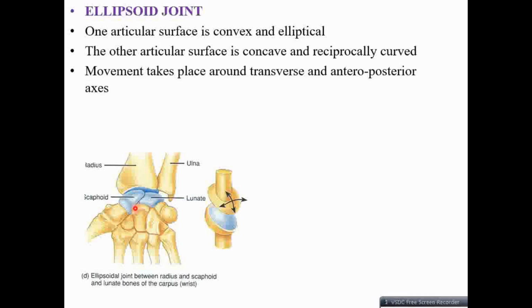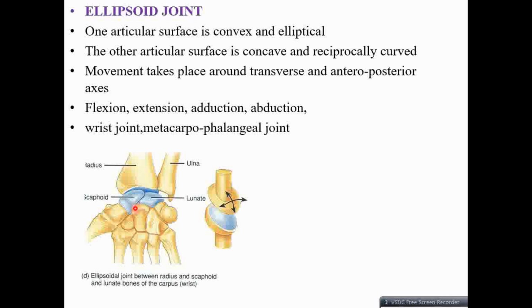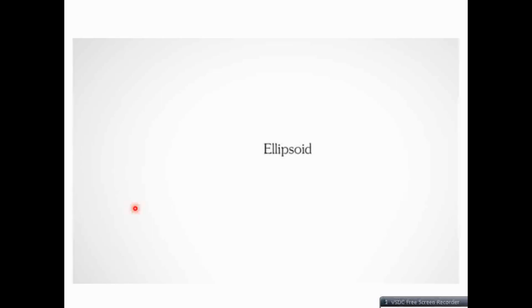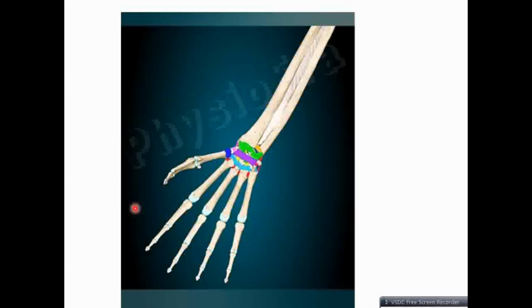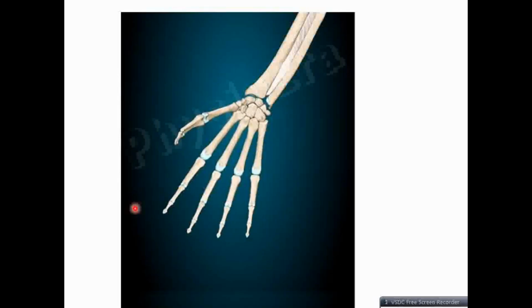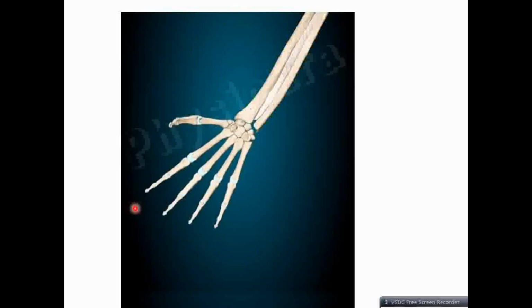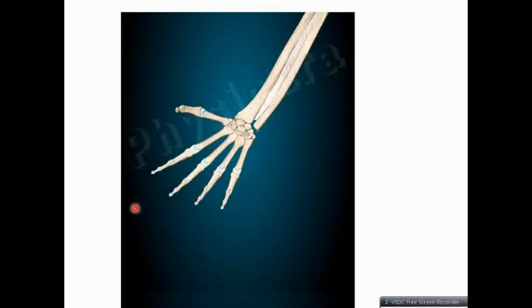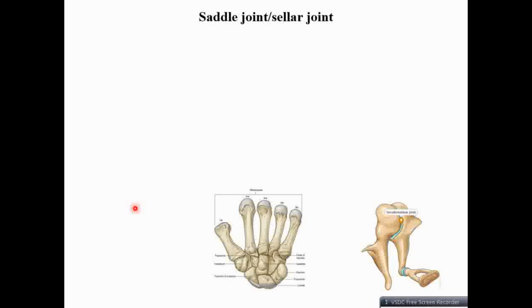Movement takes place around a transverse axis and an anteroposterior axis. So 2 axes are there, and the movements taking place will be flexion, extension, adduction, abduction. Examples are the wrist joint and the metacarpophalangeal joint. Movements possible at the wrist joint: adduction, abduction. Apart from this, flexion, extension is there. So there are 2 axes by which this movement is taking place.